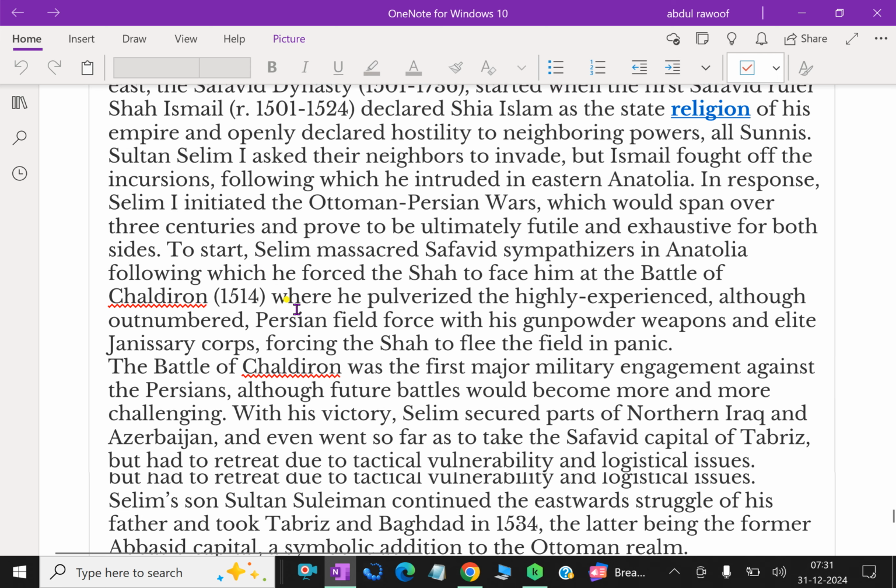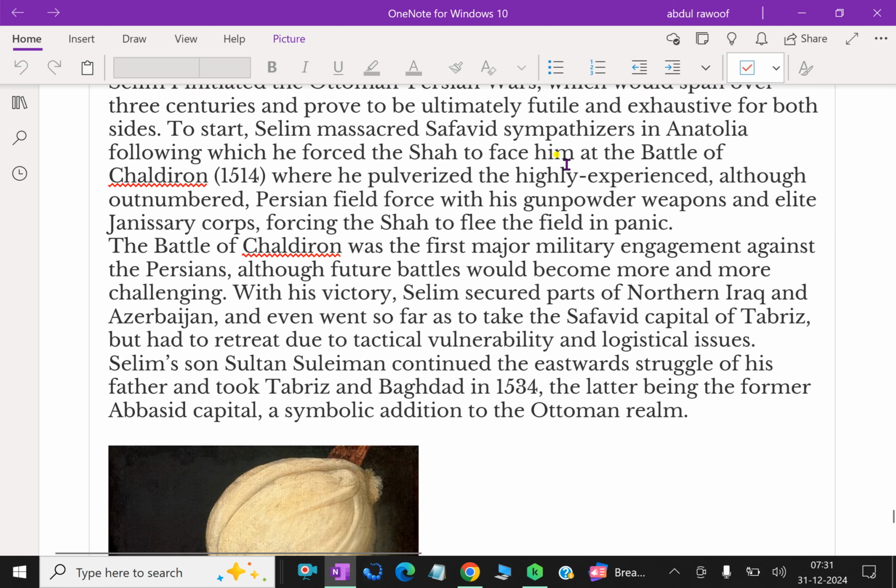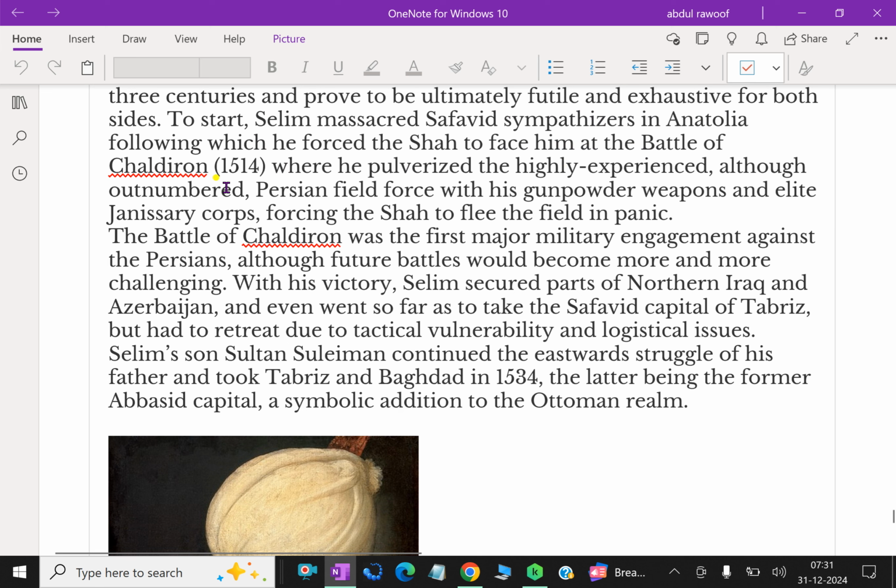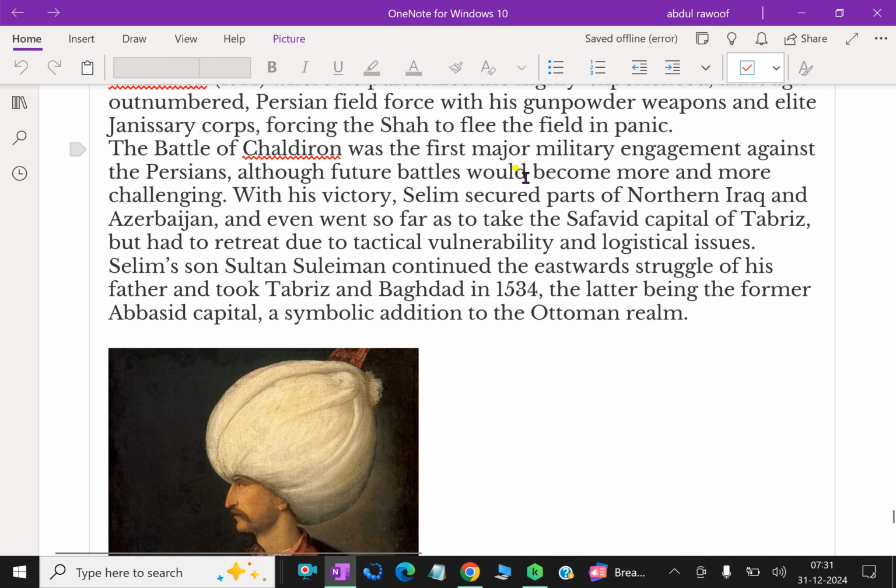To start, Selim massacred Safavid sympathizers in Anatolia, following which he forced the Shah to face him at the Battle of Chaldiran in 1514, where he pulverized the highly experienced, although outnumbered, Persian field force with his gunpowder weapons and elite Janissary corps, forcing the Shah to flee the field in panic.